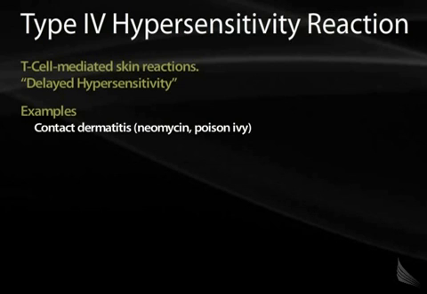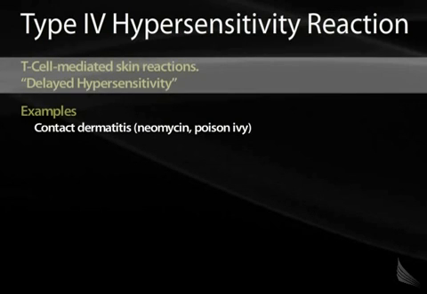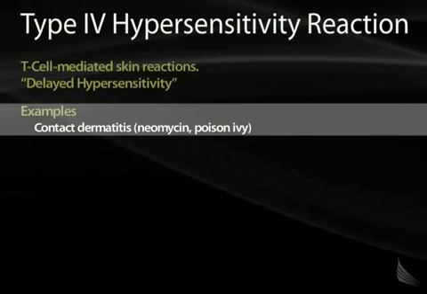Type 4 hypersensitivity reaction is also known as delayed hypersensitivity, and the classic example is contact dermatitis from poison ivy or neomycin. This is carried out through T-cell mediated skin reactions.